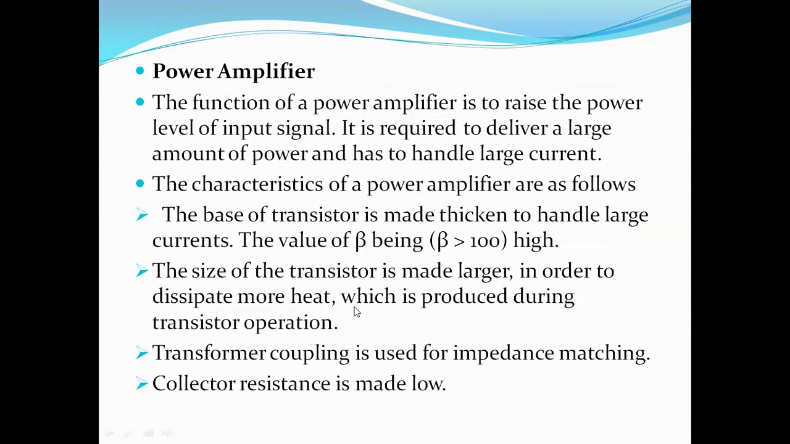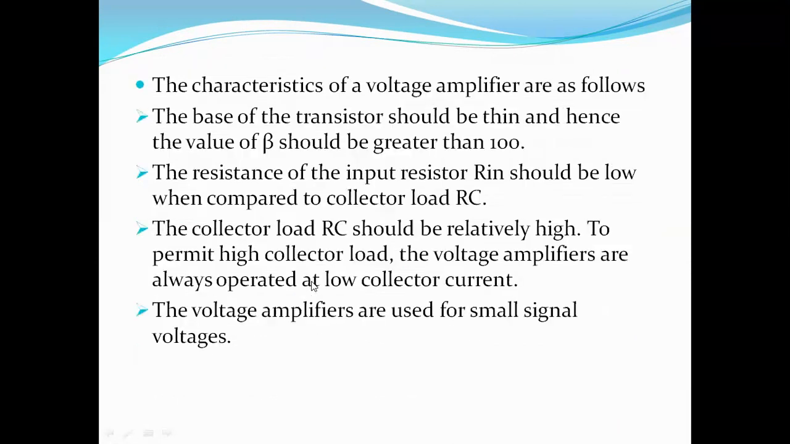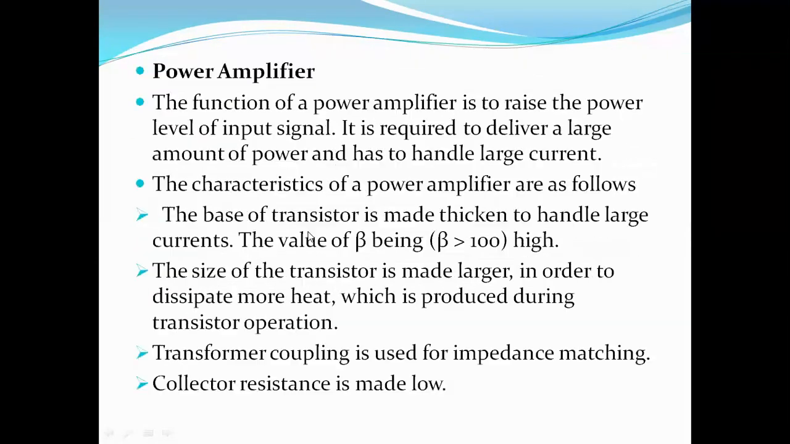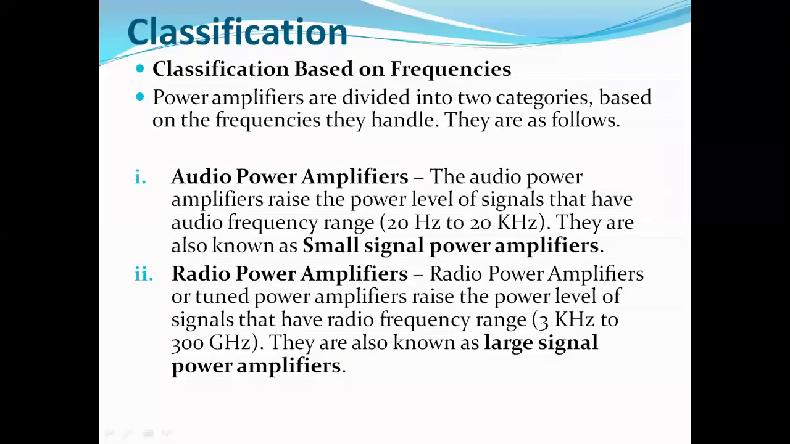Next, the collector resistance is made low. So that is about the characteristics of a power amplifier. These are the differences between the voltage amplifier and power amplifier. Next one, classification. What is the classification of power amplifiers? Based on frequencies, based on the output signal, or based on the operating point. So here we have the classification.